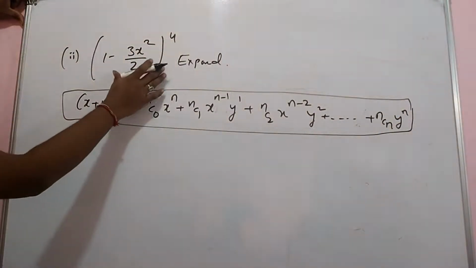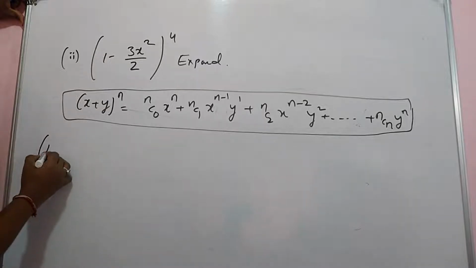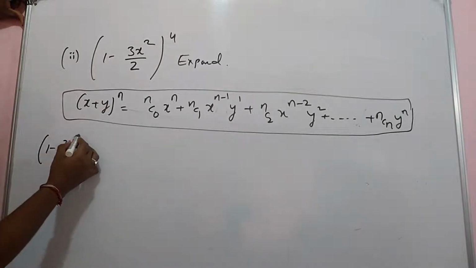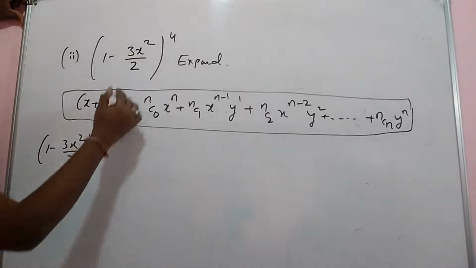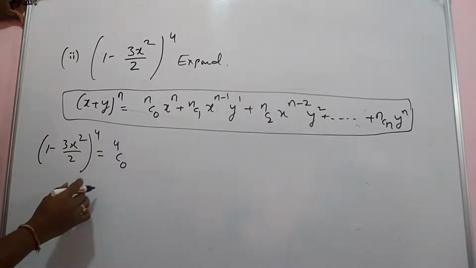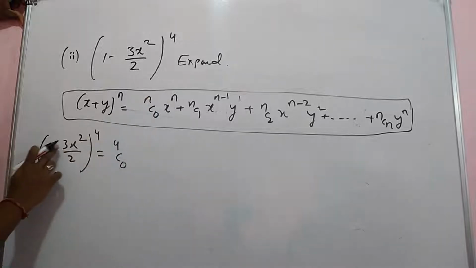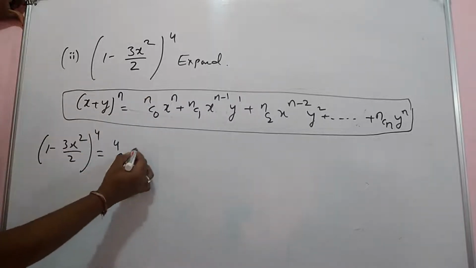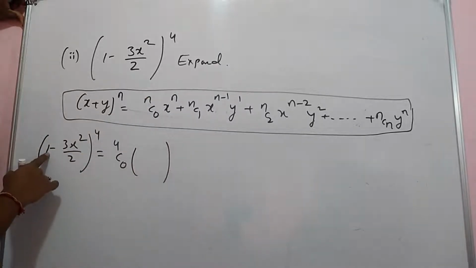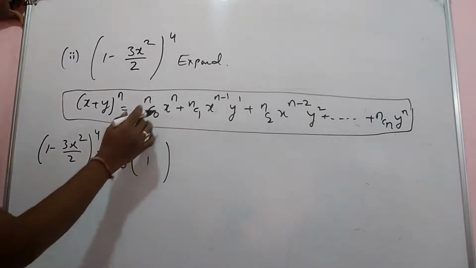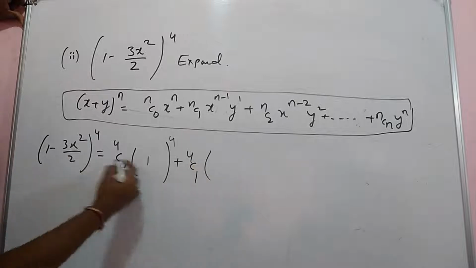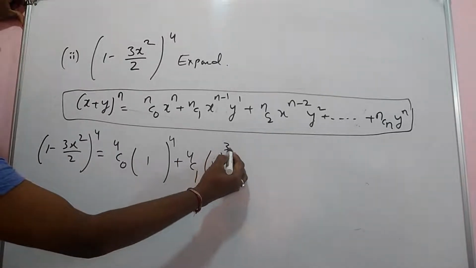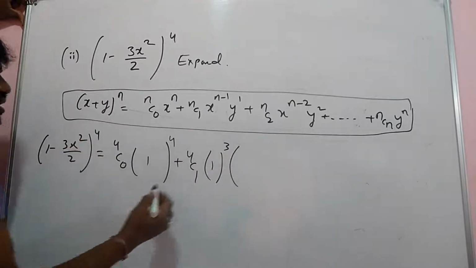Now I want to expand this one, 1 minus 3x square divided by 2, whole power 4. I can write this as 4C0, because this is nC0, so it starts from 4C0. And the value of x is what? Value of x is 1, 1 power n, that is 4. Then 4C1. The x value is 1, and y is what here?